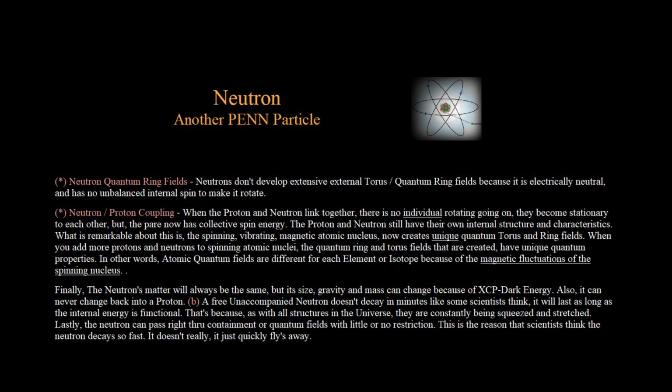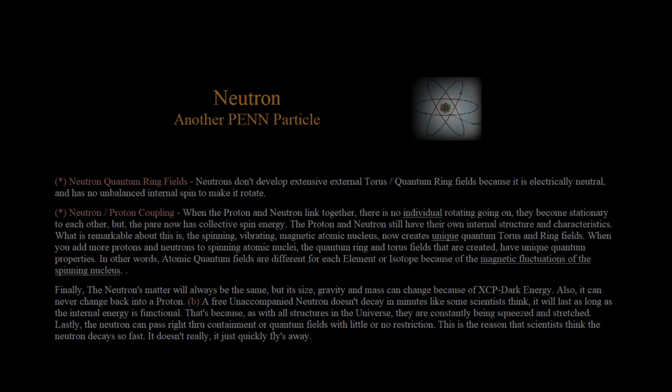Finally, the neutron's matter will always be the same, but its size, gravity, and mass can change because of XCP dark energy. Also, it can never change back into a proton. A free unaccompanied neutron doesn't decay in minutes like some scientists think, it will last as long as the internal energy is functional. That's because, as with all structures in the universe, they are constantly being squeezed and stretched. Lastly, the neutron can pass right through containment or quantum fields with little or no restriction. This is the reason that scientists think the neutron decays so fast. It doesn't really, it just quickly flies away.